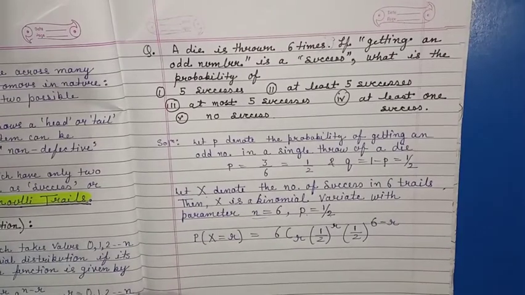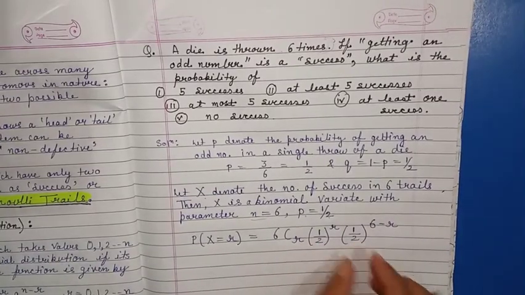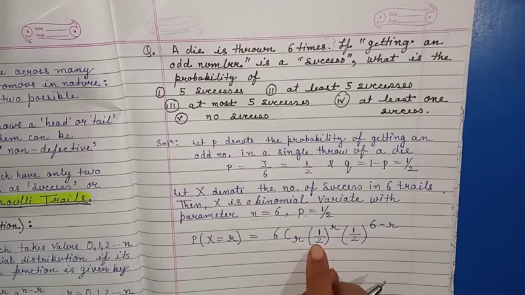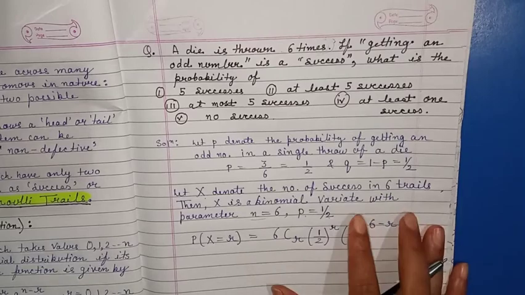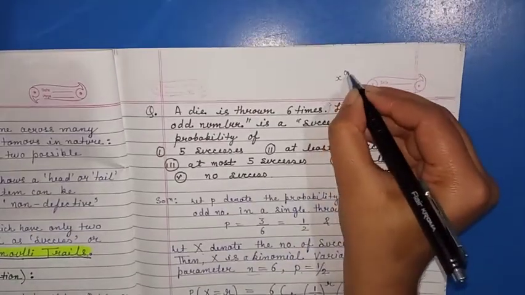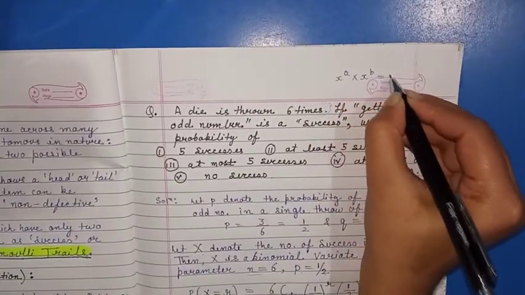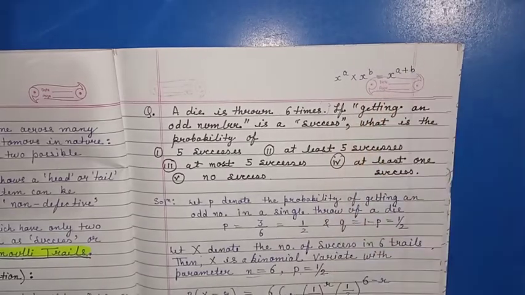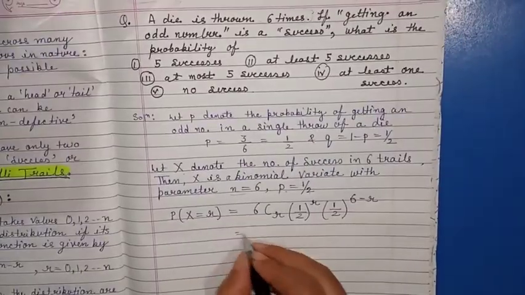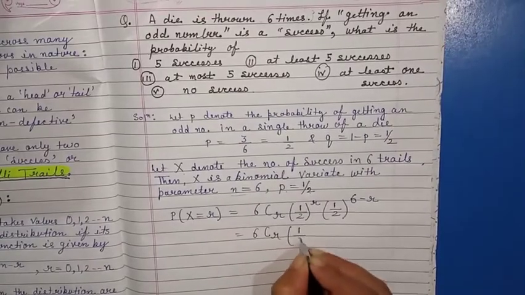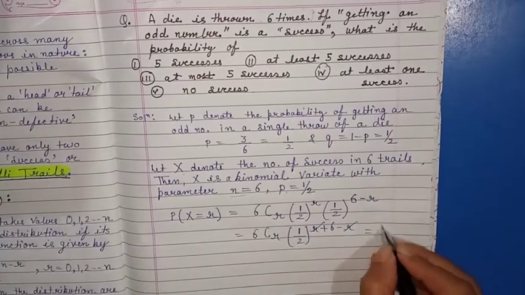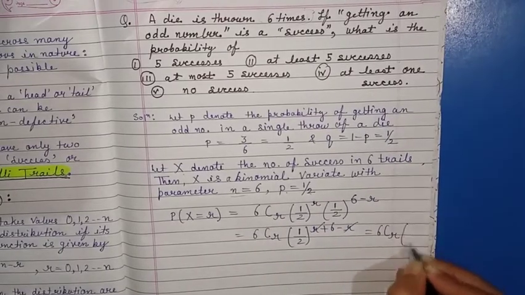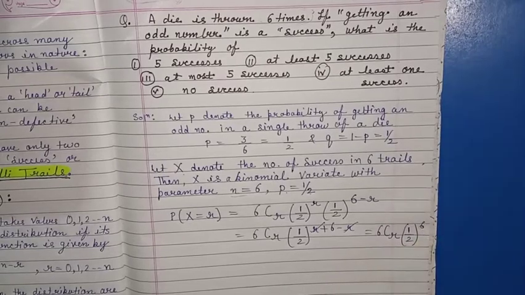Now what is our first question? Students, because the base is the same here, 1 by 2 and 1 by 2, we can add the powers, as you have studied in class 8, that if x to the power a is multiplied by x to the power b, we can add them as x to the power a plus b. So you can write it as 1 by 2 to the power r plus 6 minus r, this r and r will cancel out, and you will get 6Cr into 1 by 2 to the power 6. This is what you will get if you solve this question.